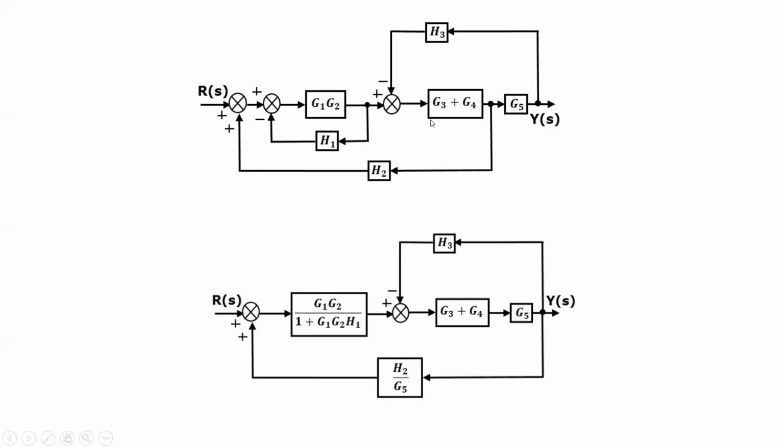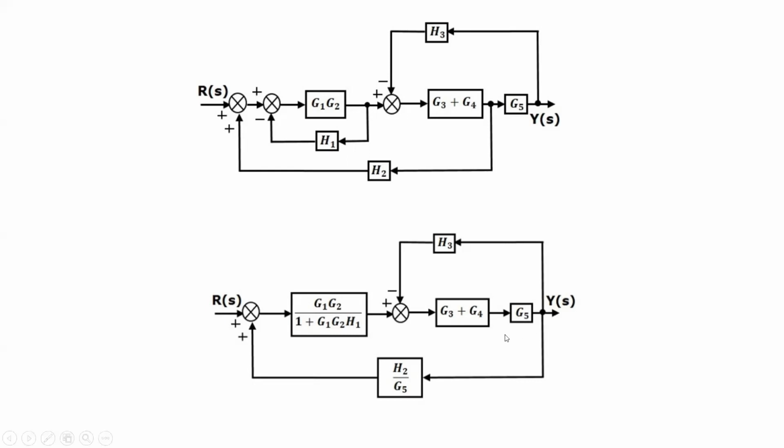So what we have done is another thing: if we shift this takeoff point to here, we have a positive feedback loop kind of thing. So shifting this takeoff point over here and dividing this gain over G5 with this block gain. So following that convention and rule, we have shifted this thing.